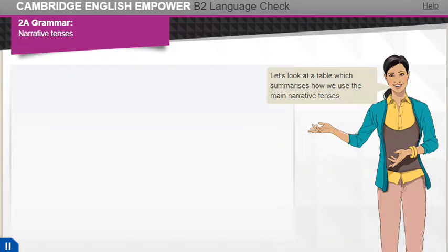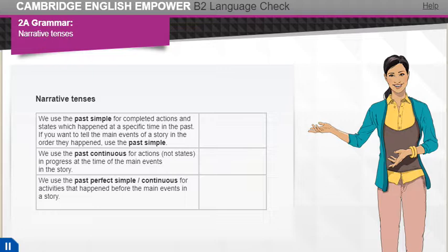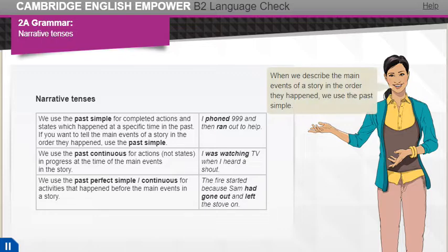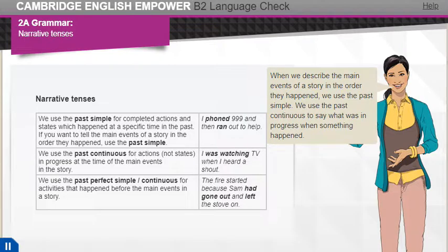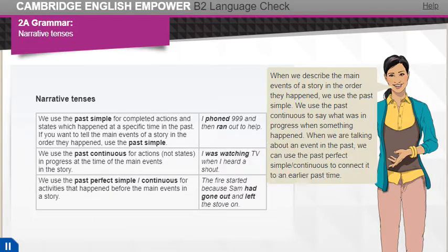Let's look at a table which summarizes how we use the main narrative tenses. When we describe the main events of a story in the order they happened, we use the past simple. We use the past continuous to say what was in progress when something happened. When we are talking about an event in the past, we can use the past perfect simple or continuous to connect it to an earlier past time.